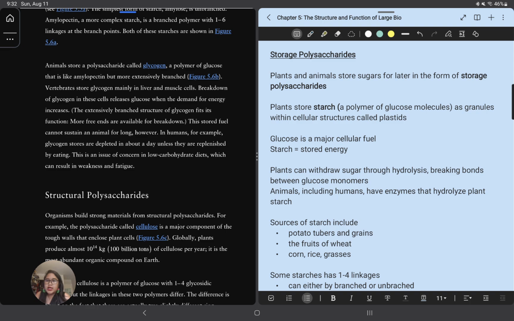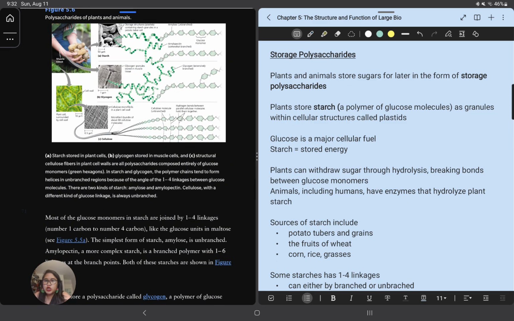This stored fuel cannot sustain an animal for long, however. In humans, for example, glycogen stores are depleted in about a day, unless they are replenished by eating. This is an issue of concern in low-carbohydrate diets, which can result in weakness and fatigue.